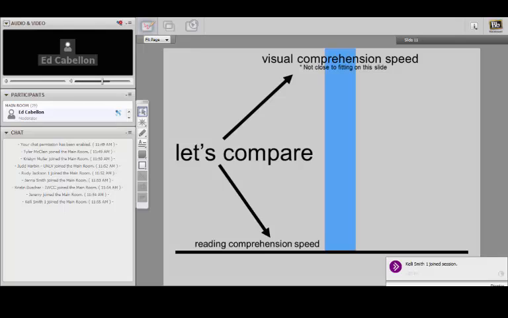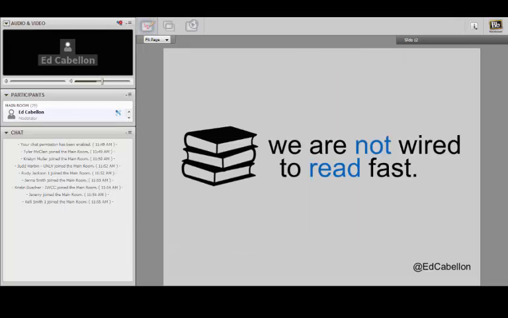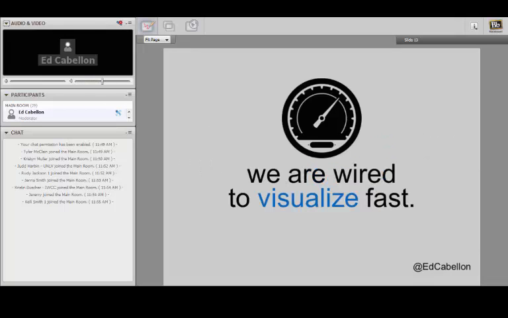Yet when we share data with our colleagues, the way we typically represent it is through a report, how we write those points, those bullet points, or executive summaries. And while, yes, we do have other ways of sharing data points, I think it's important to consider how we do that visually. We are not wired to read fast, folks. We are wired to visualize fast.